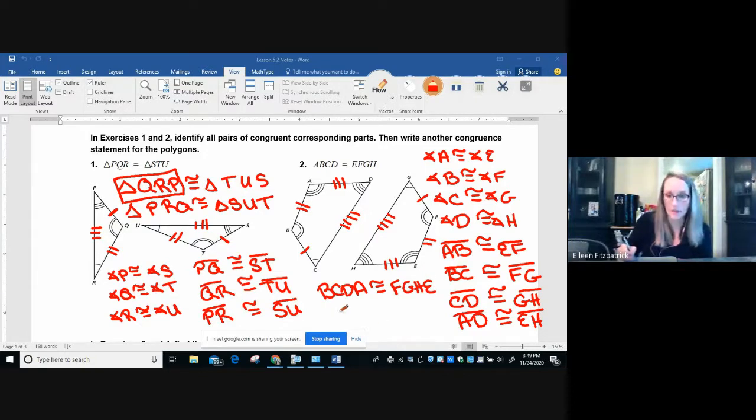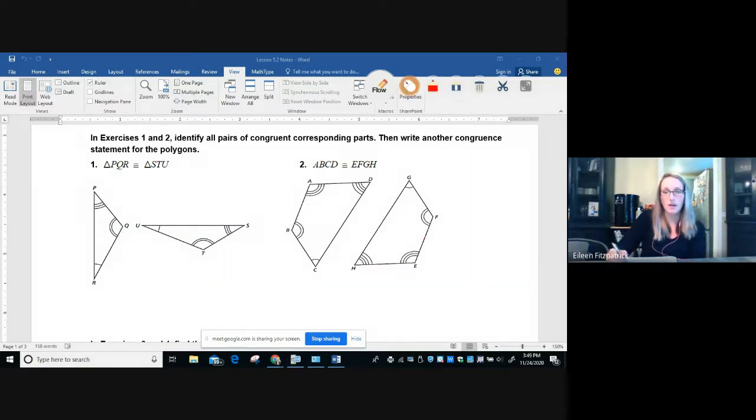I could have just gone in the backwards order, right? I could call it DCBA is congruent to HGFE. So we could all be naming it differently, but based on how you name the first figure, you have to make sure that the corresponding parts match in the second figure. Okay? All right, let's keep on moving along.